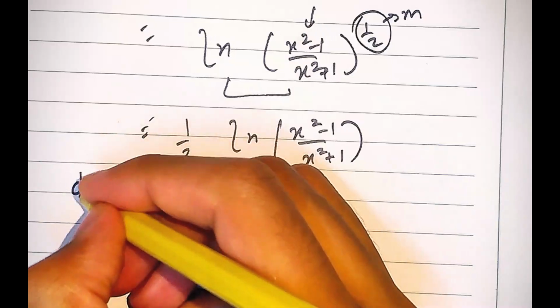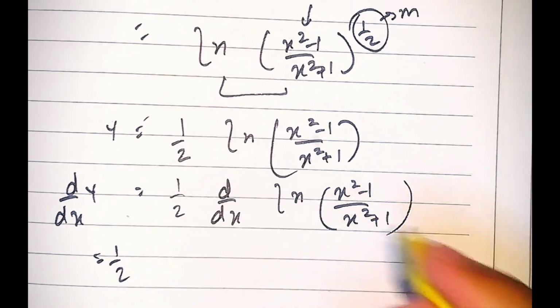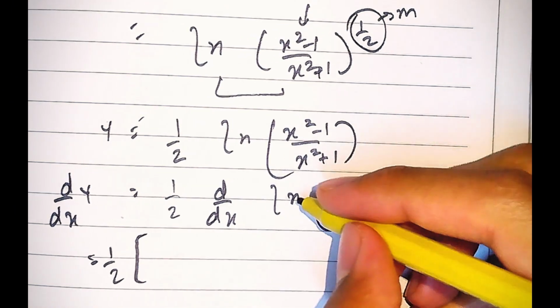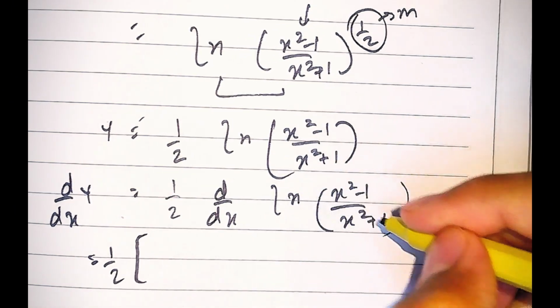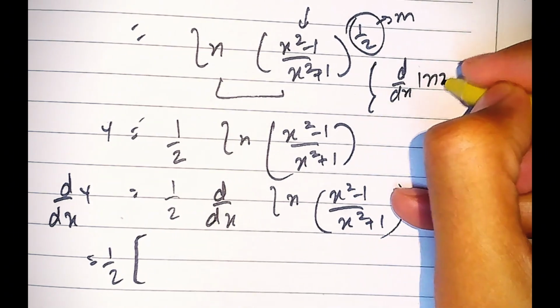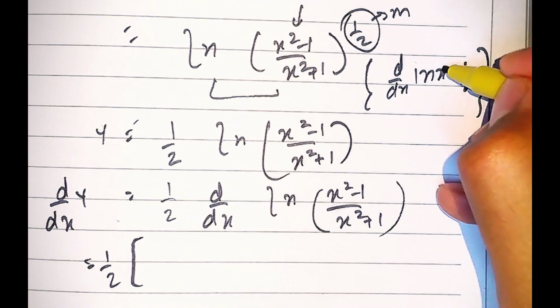So now I can go ahead and apply the differentials on both sides of the equation. So 1 divided by 2, the derivative. Okay, so from here you have to pay attention. Here, you can see we have log of x squared minus 1 divided by x squared plus 1. We know that the derivative of log of x is 1 divided by x, right? Over here we have x squared minus 1 divided by x squared plus 1 instead of having x.